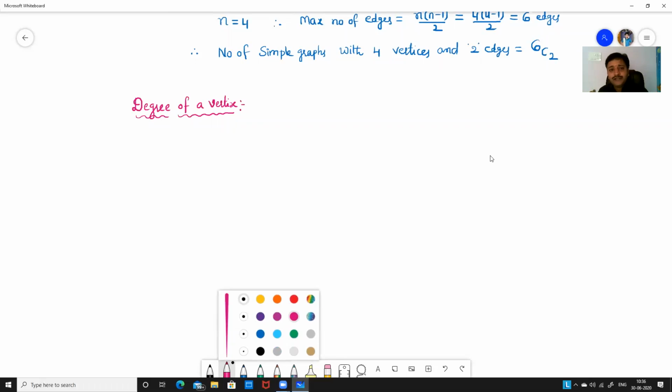The degree of a vertex can be defined in two different ways based on the graph. The graph may be a directed graph or it may be an undirected graph. First, we'll have a discussion about undirected graphs. Okay.